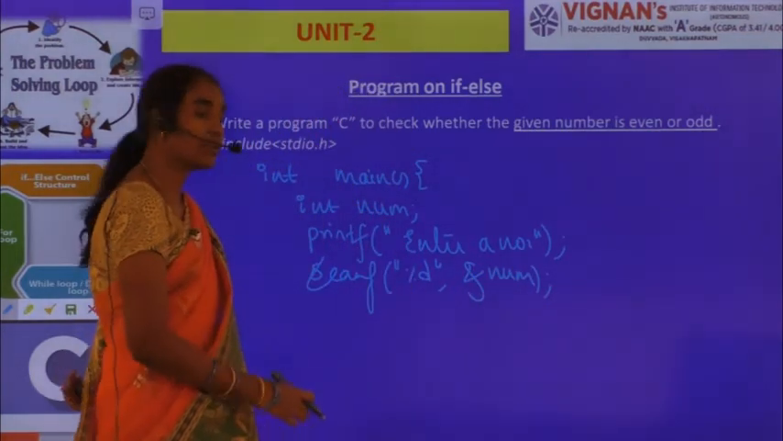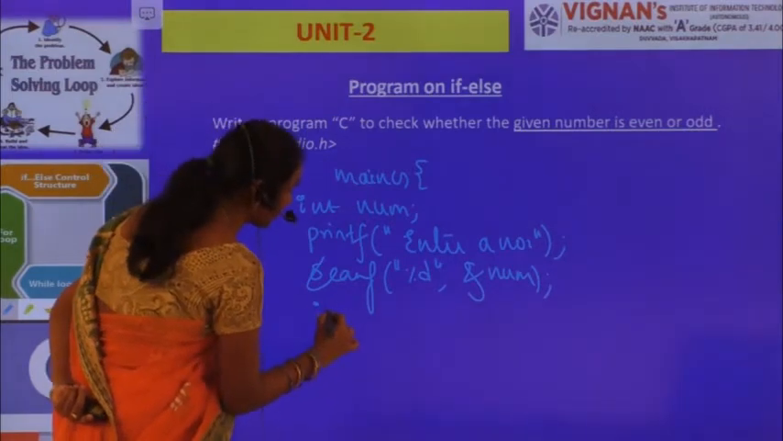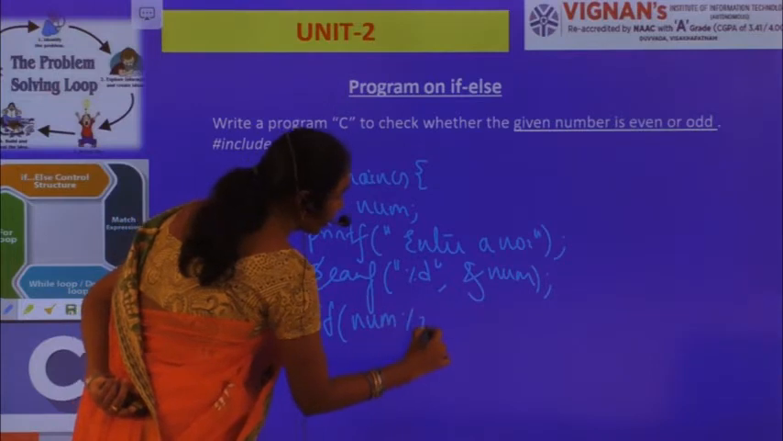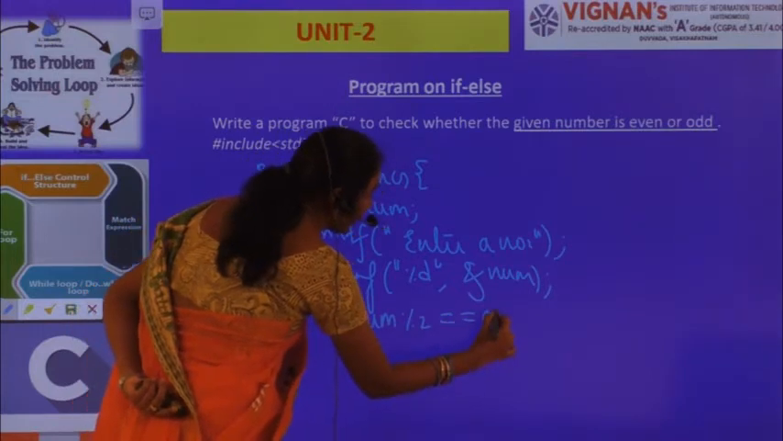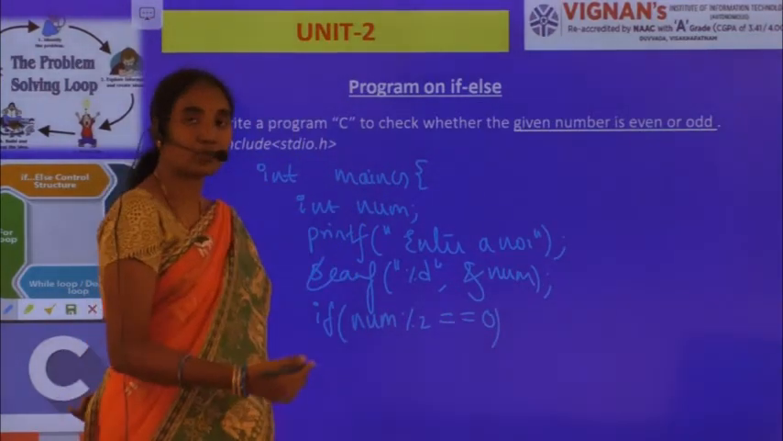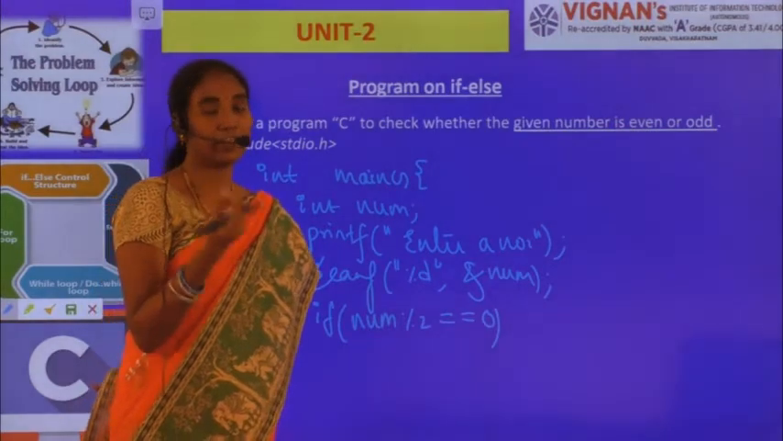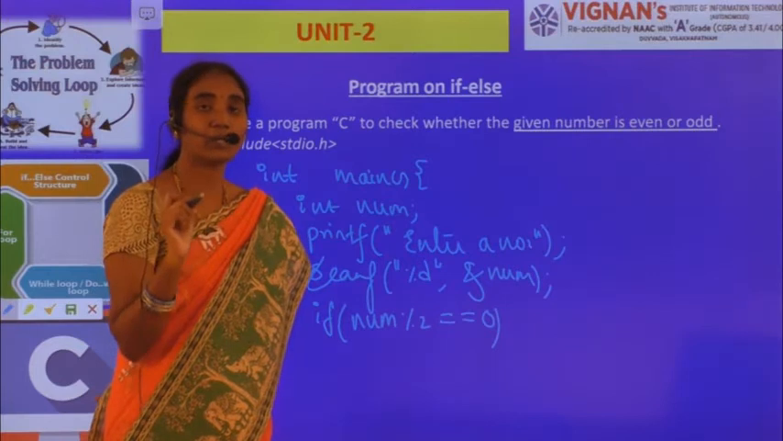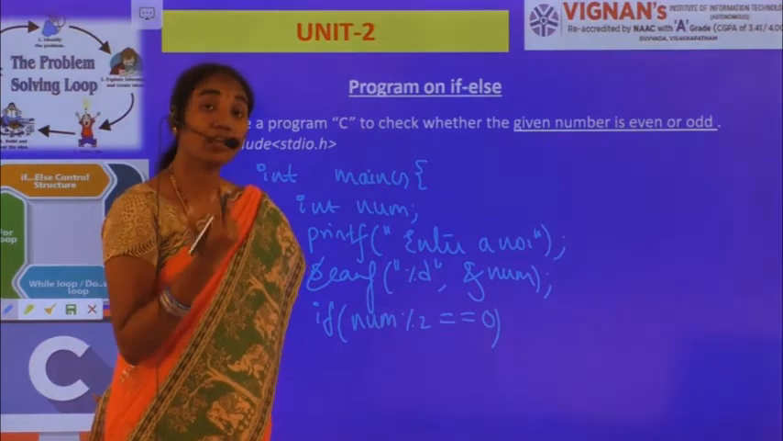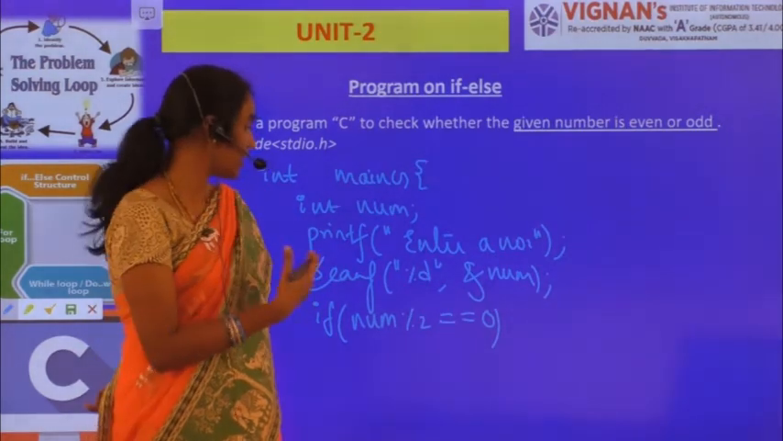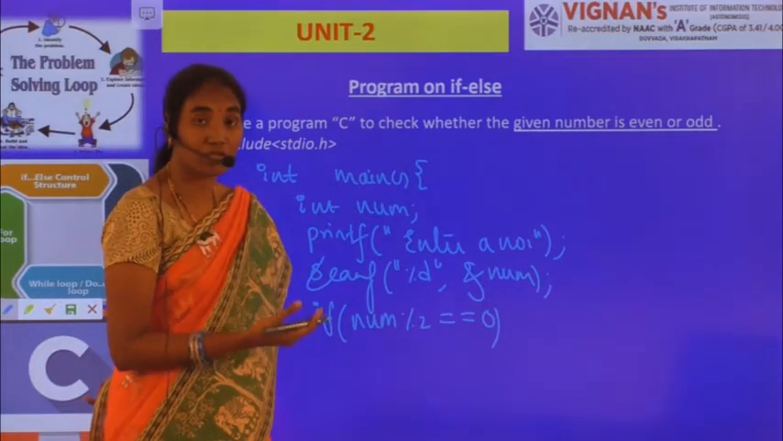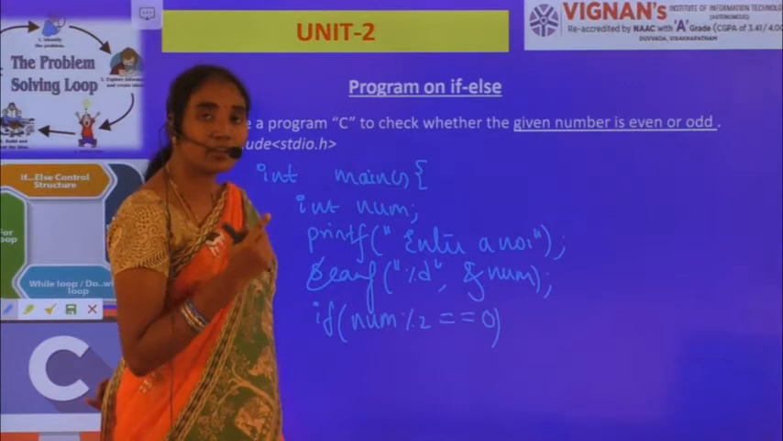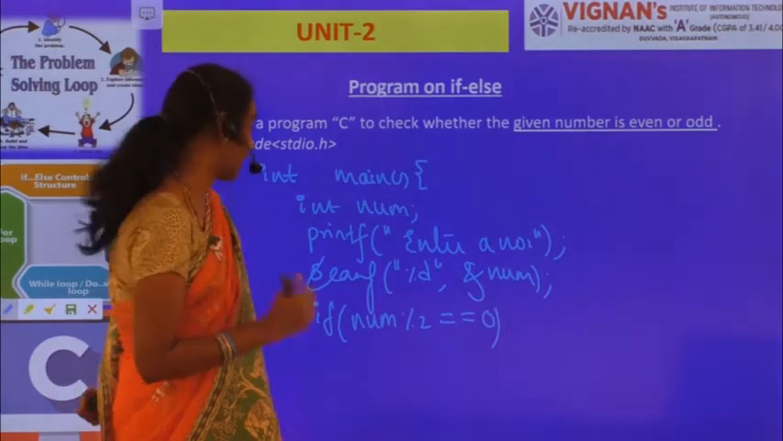So after reading the number, I need to check the condition, that is, if number percentile 2 is equal to 0. Here the double equal to symbol is used to check the condition. Single equal to means assigning the value, double equal to means checking whether they are equal or not. To check the equality, I will use the double equal to operator, whereas single equal to operator is for assignment.